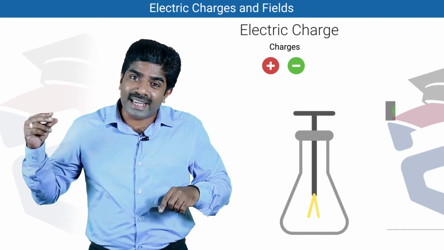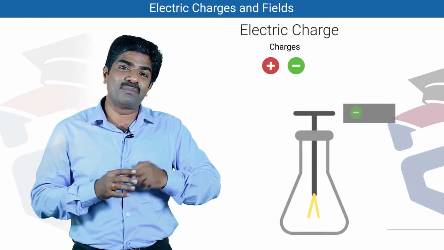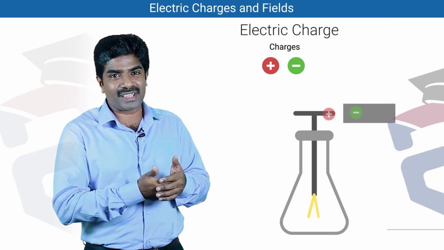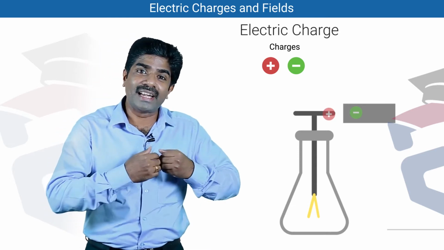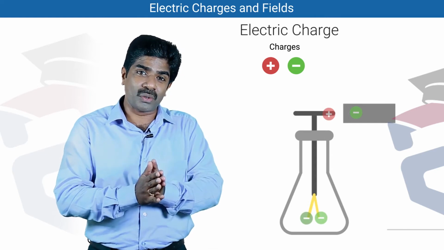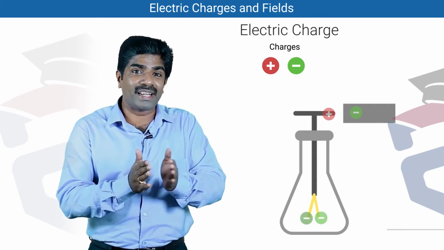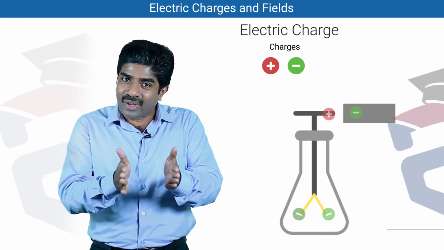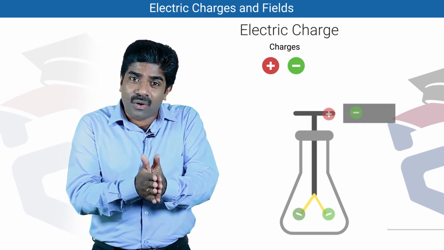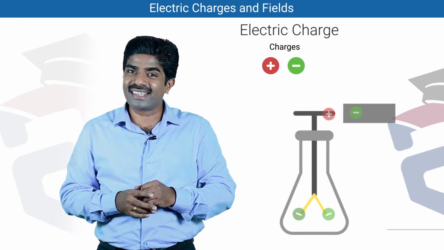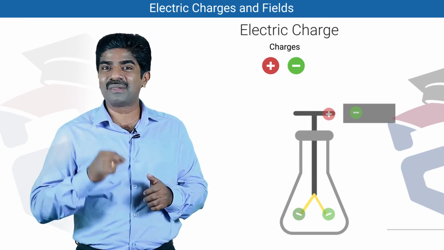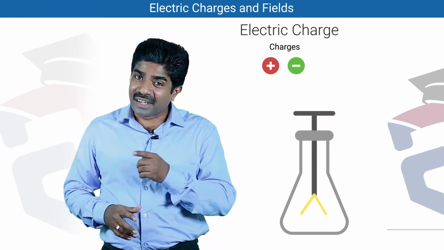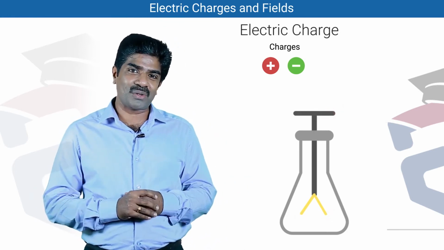Similarly, if you bring a negatively charged body close to the metal bulb of the gold leaf, what happens? The positive charges, due to attraction, come closer and the negative charges move away. So the gold leaves now have equal negative charges, so they get diverged. So when the collapsed gold leaves get diverged, we can say the body we brought close to the metal bulb is charged.